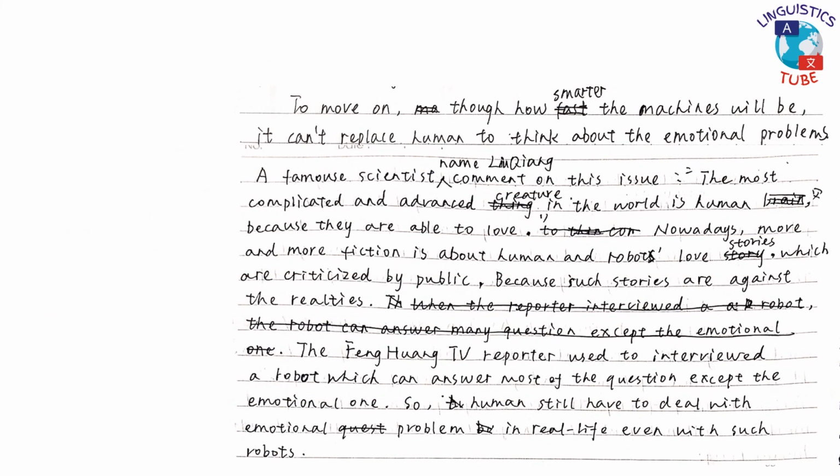To move on, though how smarter the machines will be, it can't replace human to think about the emotional problems. A famous scientist named Liu Qiang comment on this issue. The most complicated and advanced creature in the world is human, because they are able to love.